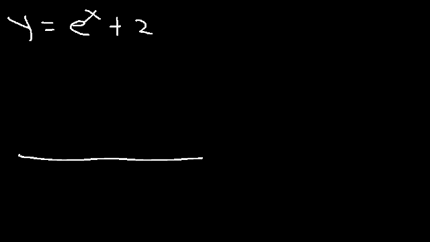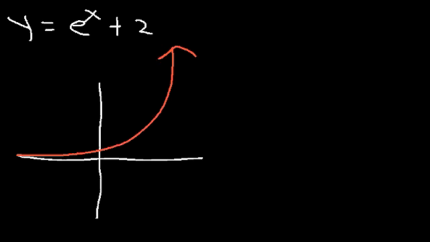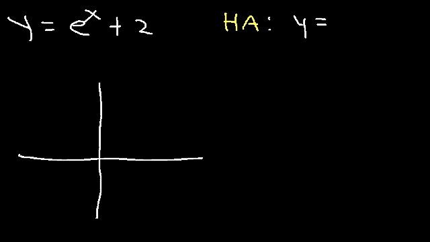So that's it for absolute value functions. Now let's move on to exponential functions. Let's say we have the function e to the x plus 2. If you recall, e to the x was a function that goes up like this. And it had a horizontal asymptote of y equals 0. Now, the graph has been shifted 2 units up. So the new horizontal asymptote is y is equal to 2.